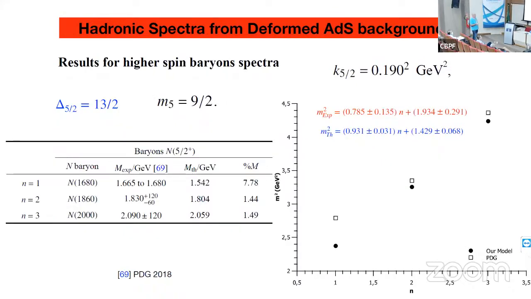Okay, so we can also go to higher spins, 5/2, right? In this case, the M5 will be 9/2, with the same logic. And these are our results compared with PDG. So these are good masses. The constant k is a little bit less than in the case before. Okay, not the same, but a little bit less.